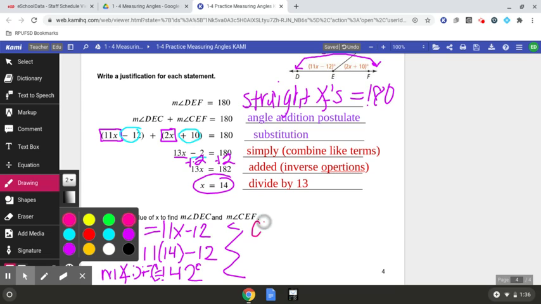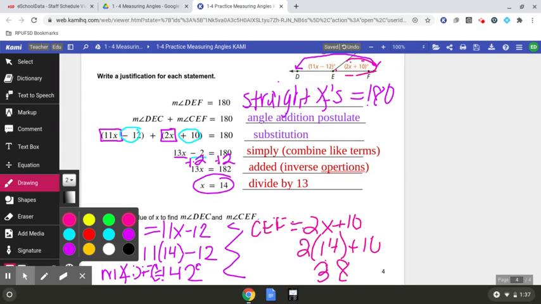Now if we do CEF, we're going to take this expression, so 2x plus 10, and we're still plugging in 14 because the x value didn't change. And when we put that in our calculator, we'll get 38 degrees. So the measure of angle CEF is 38.